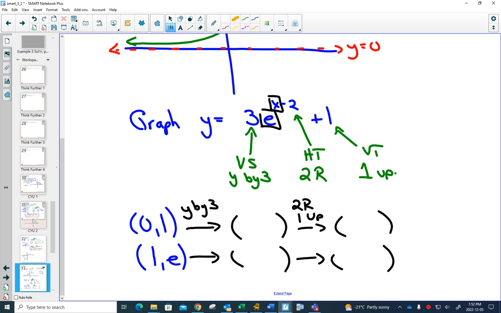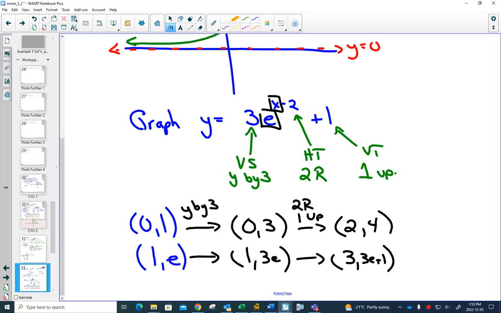So what happens to 0, 1? It becomes 0, 3. What happens to 1, e? When you multiply by 3? It becomes 3e. Just sounds like you're saying 3 more excited than normal. So we got 1, 3. And if you move 2 to the right and 1 up, you're going to be at 2, 4. And here, you're going to be at 3, 3e plus 1.